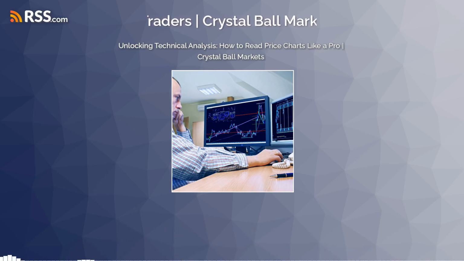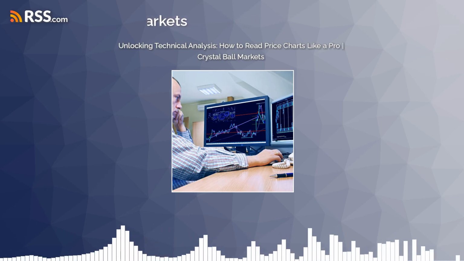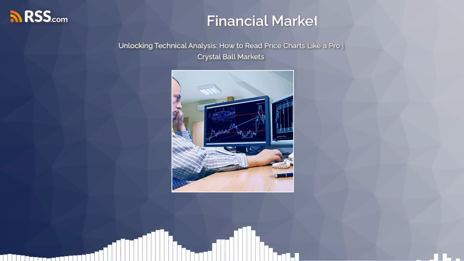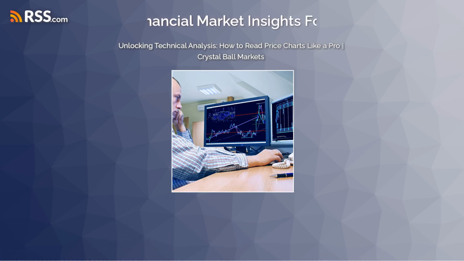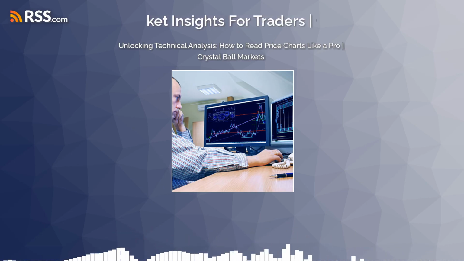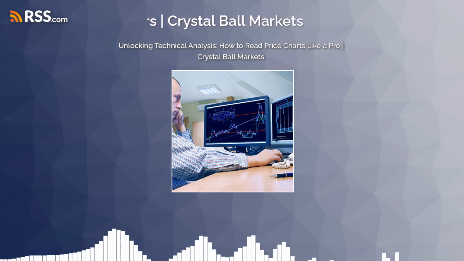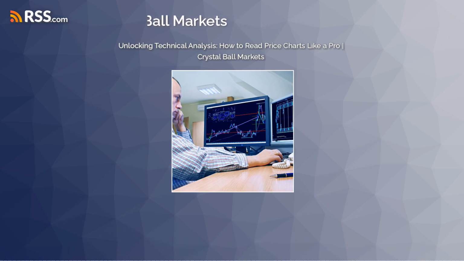Relative Strength Index, RSI. Purpose: measures momentum and identifies overbought or oversold conditions. Scale: 0 to 100. Tip: RSI greater than 70 equals overbought, price may fall. RSI less than 30 equals oversold, price may rise.